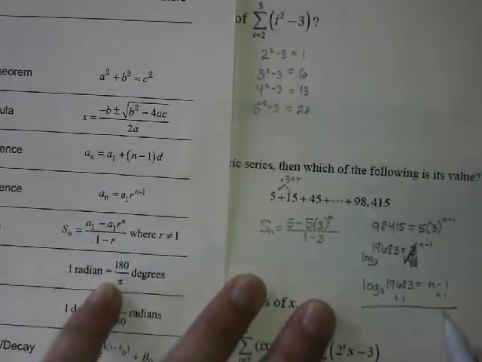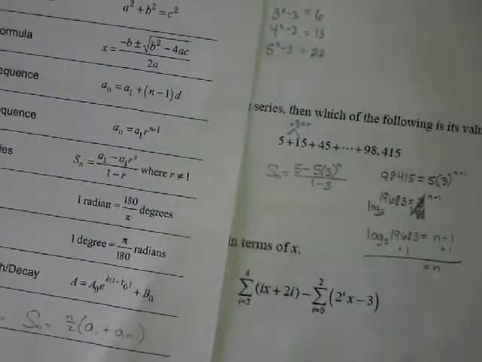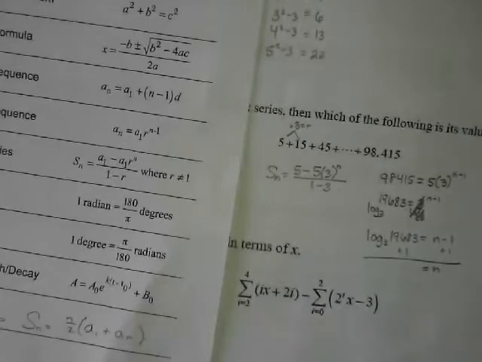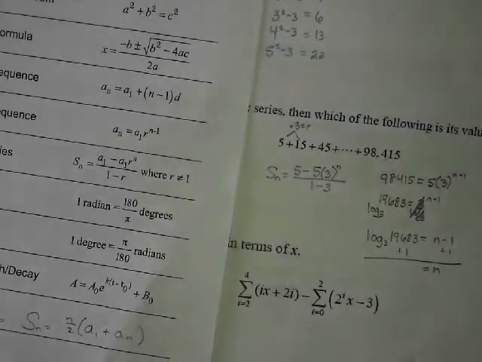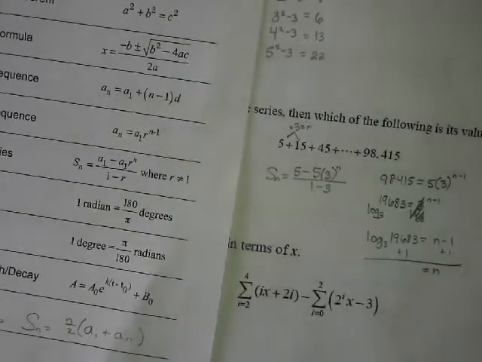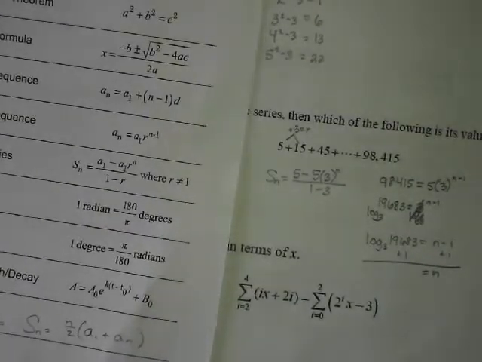And if n is not a whole number, we got a problem, right? Because it can't be the 5.5 term. It's got to be the 5th term or the 6th term. So if you ever get a decimal answer for the number of the term that you're on, you did something wrong.